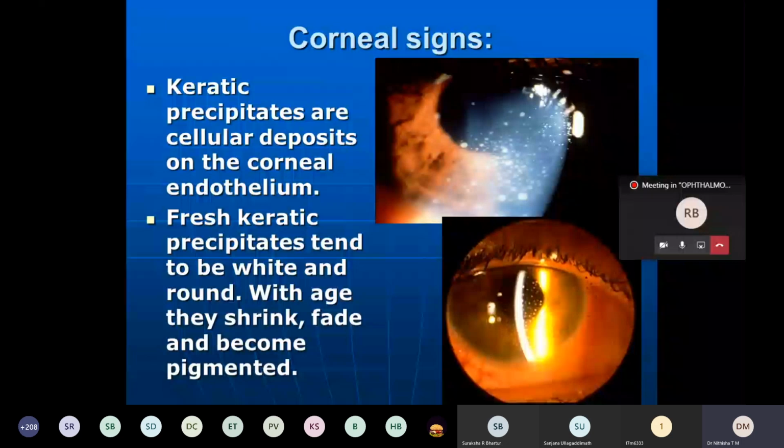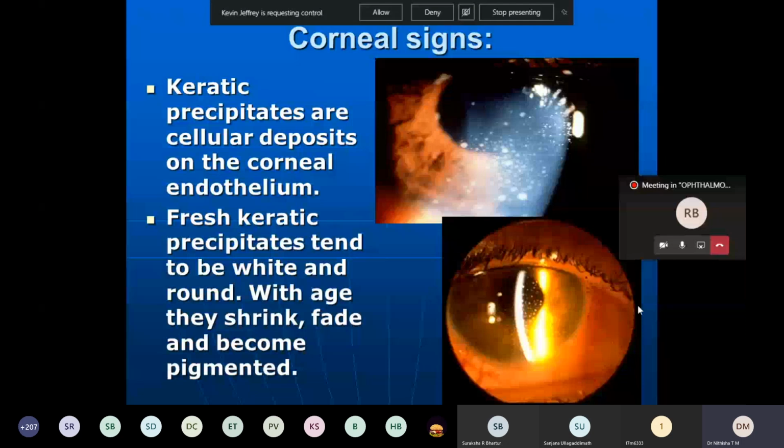They can be seen on the back of the cornea and the inferior part of the cornea. Why are they always seen there? Because of the Tyndall effect, or it can be due to gravity. Because of gravity, they tend to settle in the inferior part and the back of the cornea. There are different types of keratic precipitates. They can be fresh keratic precipitates, or they can be old keratic precipitates.